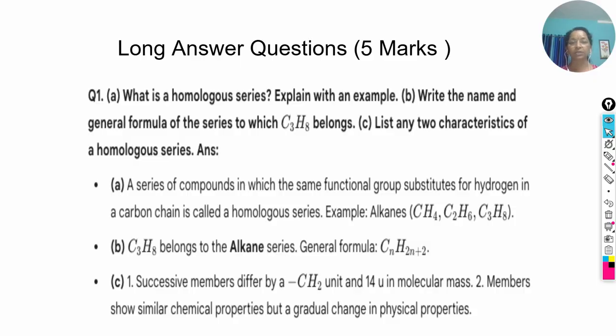Now coming to long answer questions, again the repeated questions. What is a homologous series? Explain with an example. Write the name and general formula of the series to which C3H8 belongs. List any two characteristics of homologous series. Except for the B part, we have discussed these. For the B part, C3H8 comes under the general formula CnH2n+2. Isn't it? So it has to be an alkane. It belongs to the alkane series with the general formula CnH2n+2. Then the other answers were already discussed.